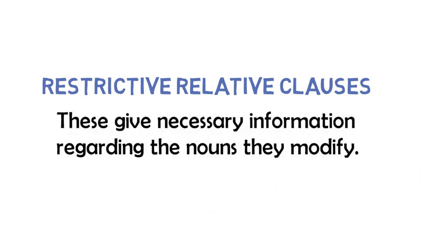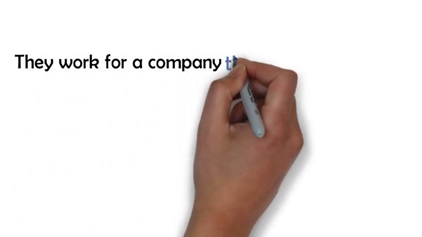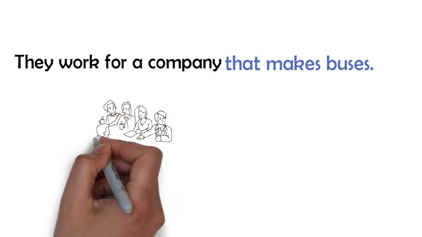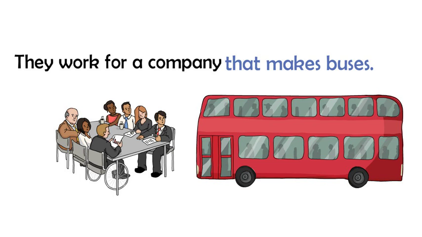We'll begin with restrictive relative clauses, and these give necessary information regarding the nouns they modify. So what does that mean? Well, let's illustrate things with an example. If you were to say they work for a company that makes buses, the part of the sentence beginning with that, highlighted here in blue, is the restrictive relative clause, and this contains information which is essential for the principal meaning of the sentence, because if you were to remove the restrictive relative clause, you would no longer communicate the main message of the sentence.